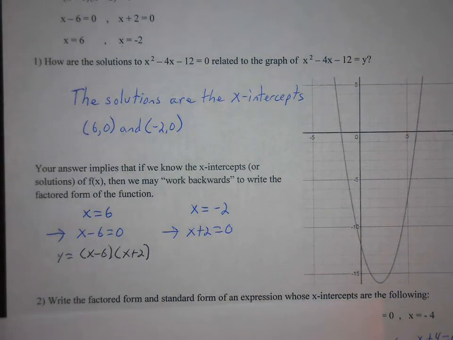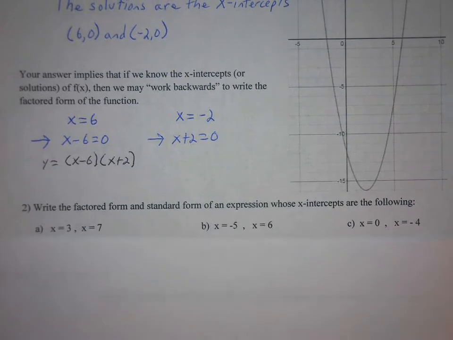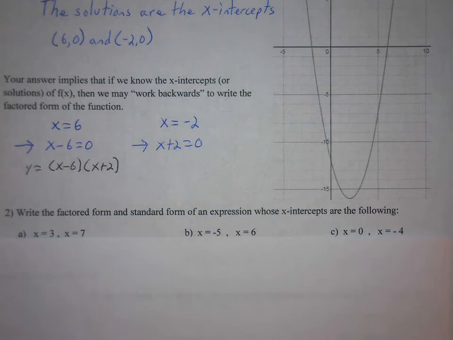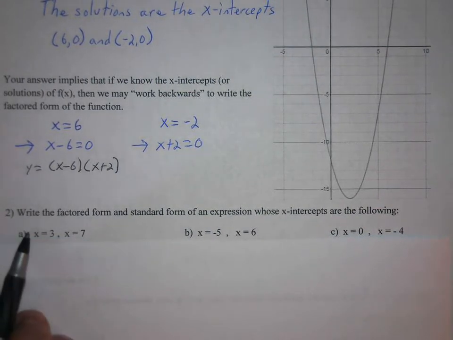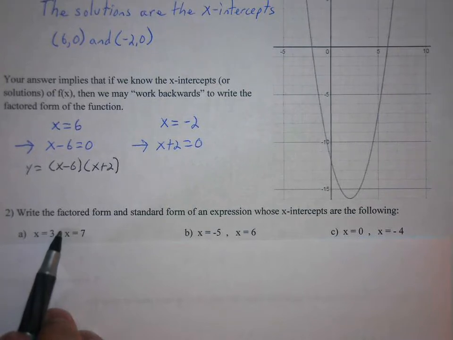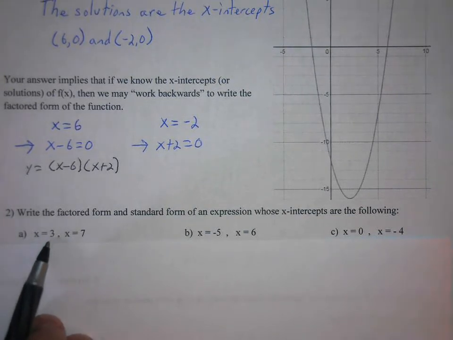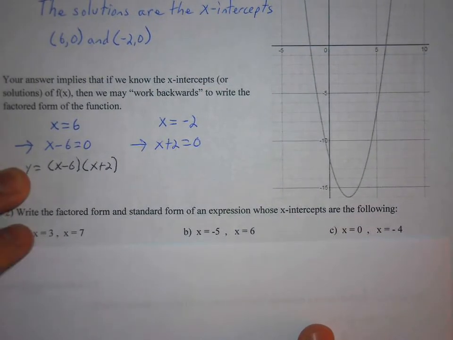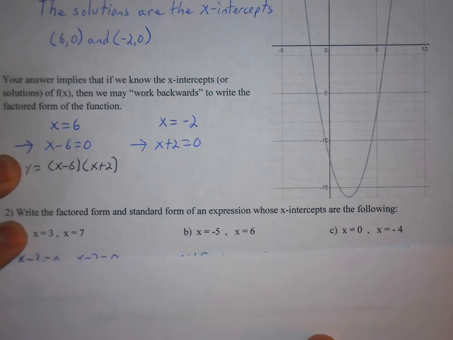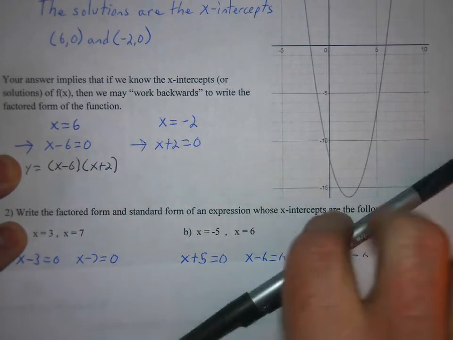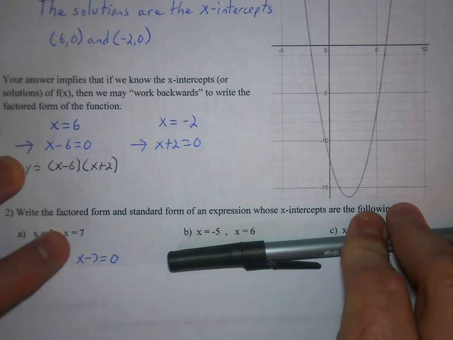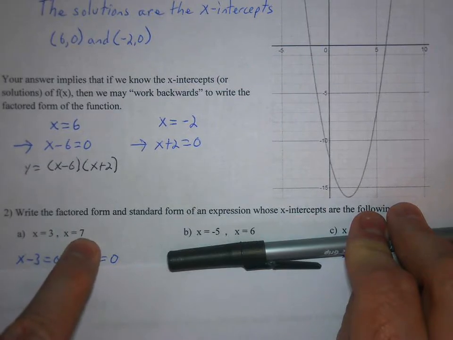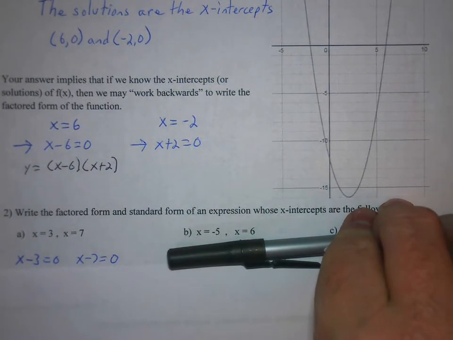Just to do a few examples here, we're going to write the factored form and the standard form of an expression whose x-intercepts are the following. If we know that x equals 3 and x equals 7 are the x-intercepts, what was the previous step? Think about what the factor would have been. The factor for x equals 3 would have been x minus 3, and for the 7, x minus 7. So basically, subtract 3 and subtract 7. You get x minus 3 and x minus 7.